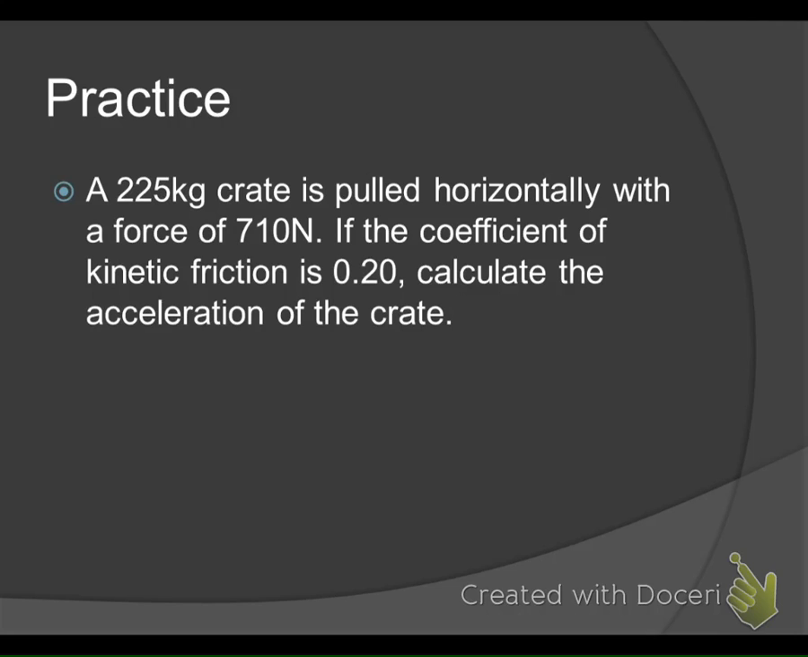Let's take a look at this problem. All it's telling us here is that we want to calculate acceleration of the crate. Do you think the acceleration they're talking about is horizontal or vertical? Horizontal. Good. Okay. The crate's being pulled horizontally. It's not even being pulled vertically. We want to find horizontal acceleration. So we know the coefficient, we know the mass, and we know the applied force. Let's go ahead and draw our free body diagram here.